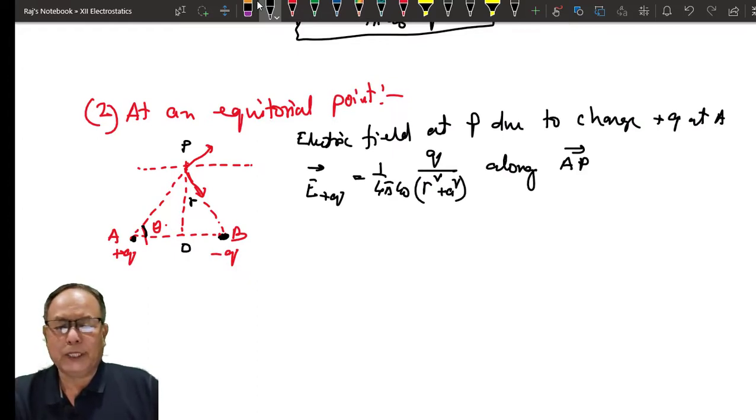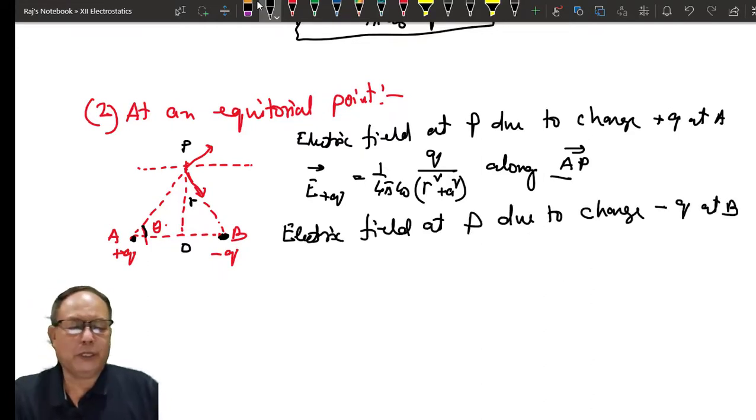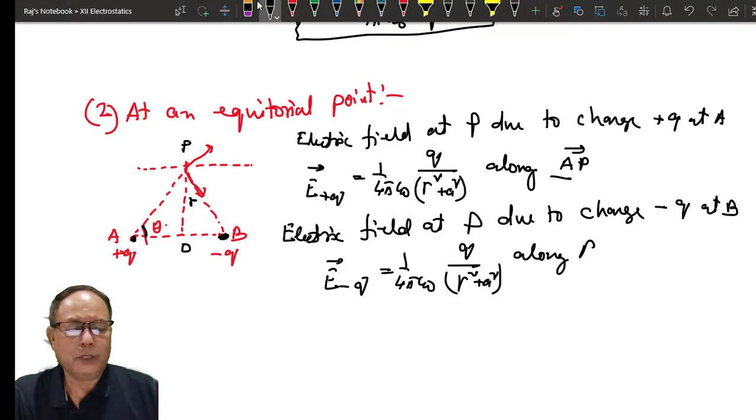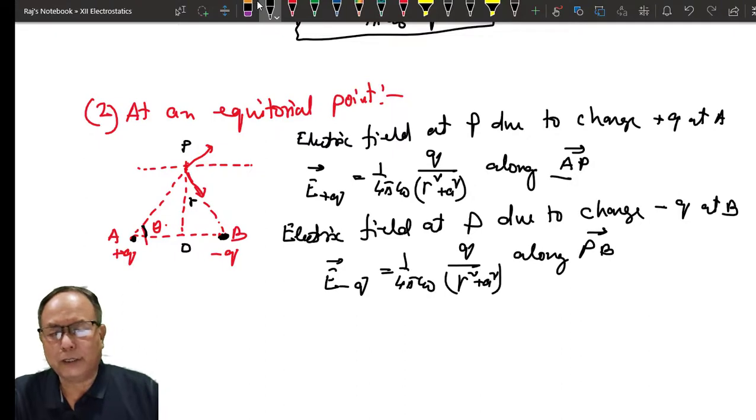Now the electric field at P due to charge plus Q at A is E plus Q equal to 1 by 4 pi epsilon naught Q by R square plus A square, and the direction is along AP. The electric field at P due to charge minus Q at B is E minus Q equal to 1 by 4 pi epsilon naught Q divided by R square plus A square, and the direction is along PB. E minus Q is along this, and E plus Q is along this.